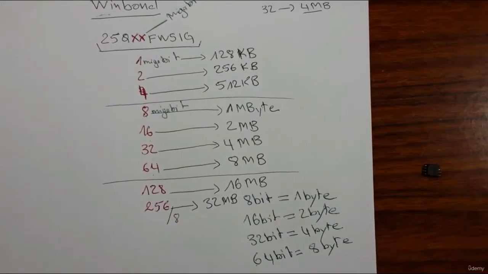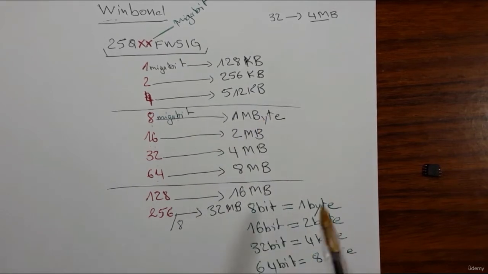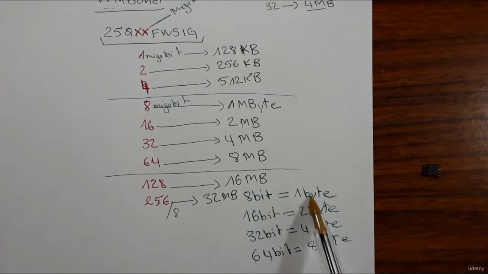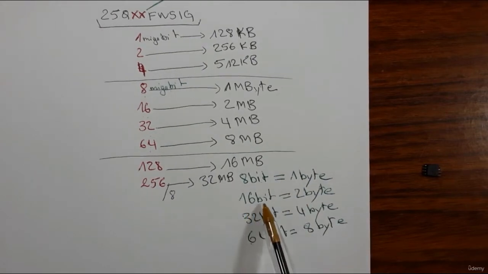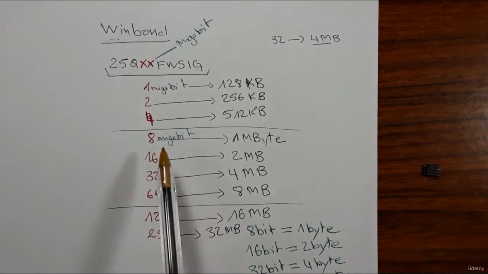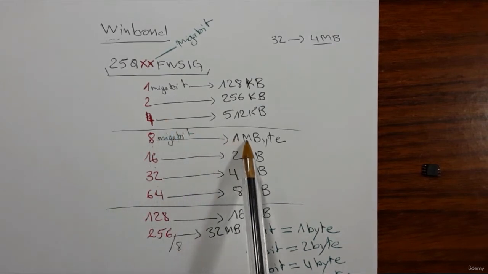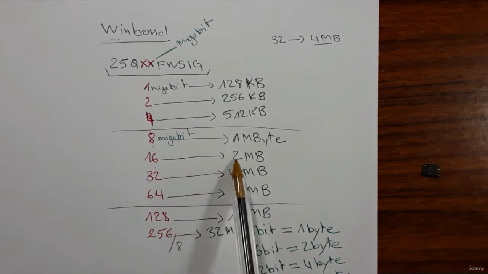Okay, so 8 megabit equals 1 megabyte. Why? Because 8 bit equals 1 byte. So 16 bit will equal 2 bytes, 32 bit will equal 4 bytes, and 64 bit will equal 8 bytes. That's why when you find here, between Q and F, 8 means the IC size is 1 megabyte. 16 means 2 megabytes. 32 means 4 megabytes. And 64 means 8 megabytes.